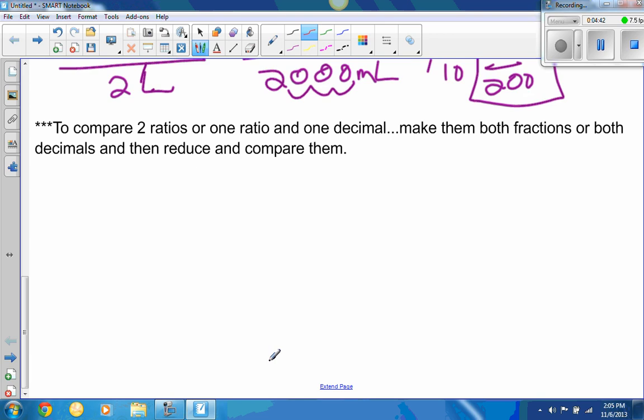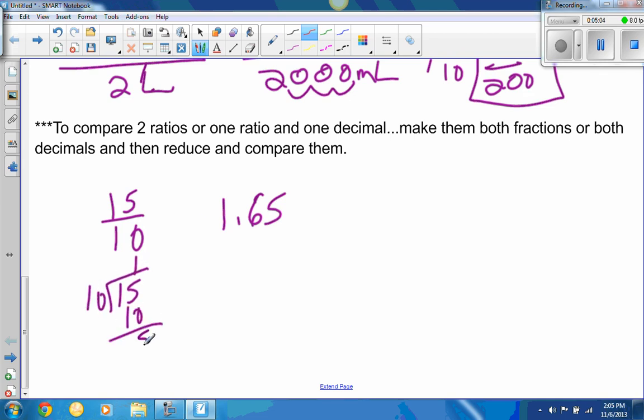So, for example, if I had 15 over 10 and 1.65, I can't necessarily just look at those and know which one is bigger. I need to change them. So I would probably change this to a decimal. It doesn't matter, I could change this to a fraction. So 15 goes in the box divided by 10. So you really are comparing 1.5 and 1.65 then. Which one is bigger? $1.65 would be more than $1.50. So you're going to have to do stuff like that too.